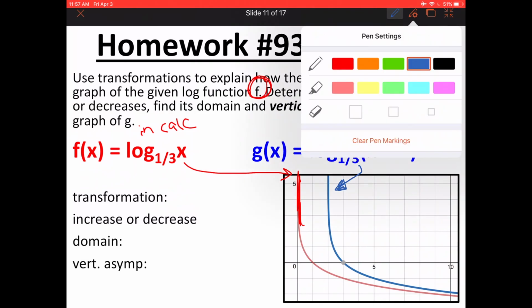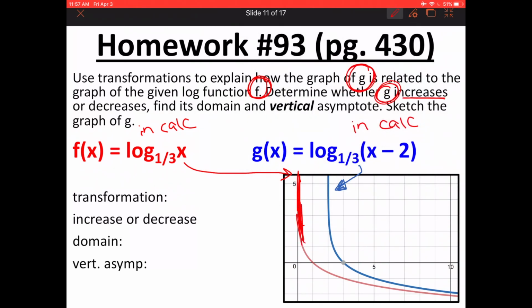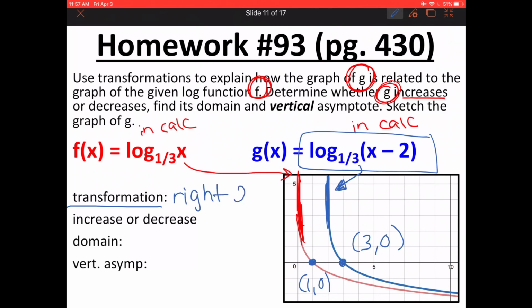So if my original is this red graph and my new function g is the blue graph, what transformation has taken place? You can look at the equation itself, and you can also look at the graph. Notice this point at 1, 0 has now become, in my new graph, 3, 0. So what happened to the graph? It went to the right 2. So that would be my transformation. And notice you can also see it in the equation. If I have x minus 2 in parentheses, that means I went to the right 2.